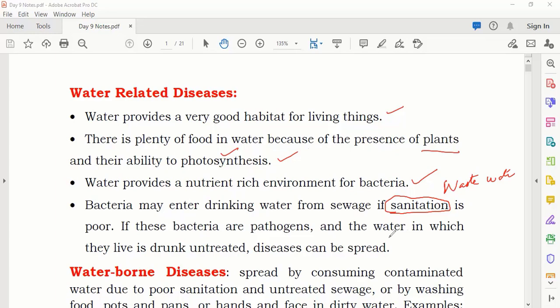So this is the main reason why water is a good habitat for those kinds of organisms. Here they use the word pathogens. A pathogen is an organism that causes disease. It is a microorganism, and it causes a severe problem if your immune system is very weak. So this is the reason why water is a good habitat for a lot of organisms, especially microorganisms and bacteria.